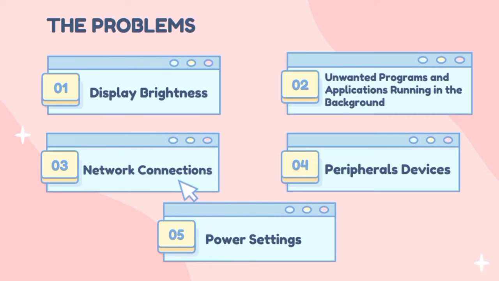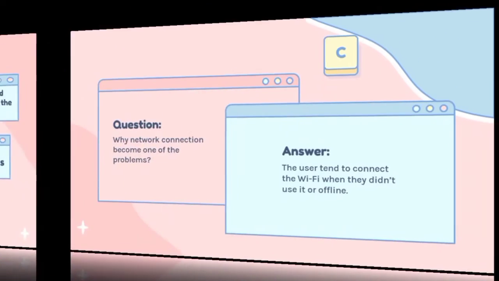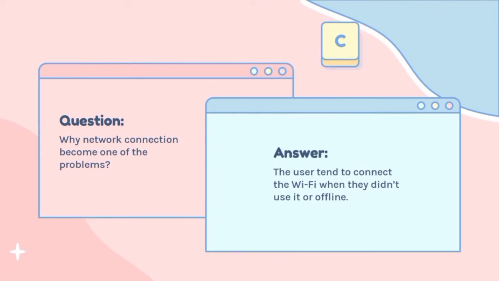Now let's look at the third problem, which is network connections. Some people might not know that a Wi-Fi connection or a network connection can cause the battery draining. It is because the users tend to connect the Wi-Fi when they don't use it or when they are offline.